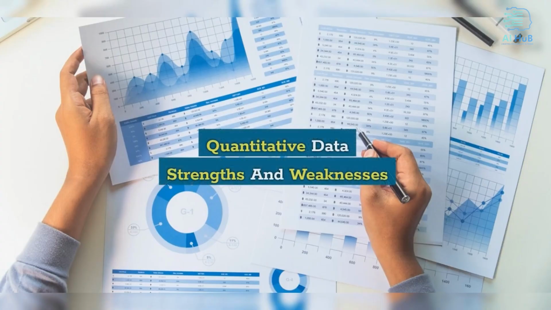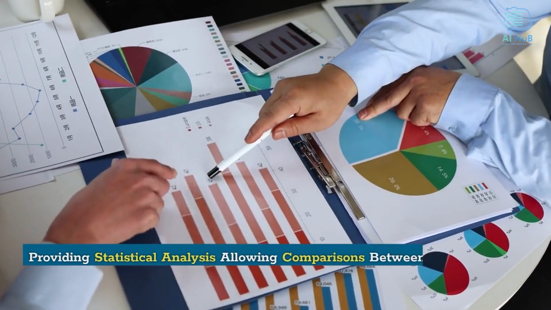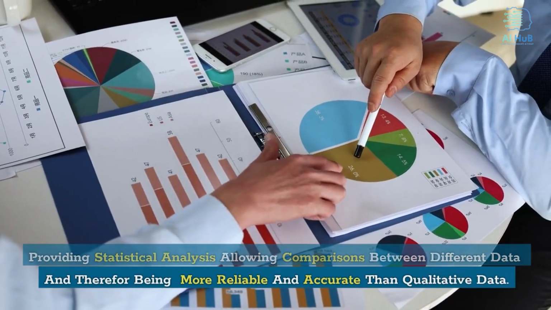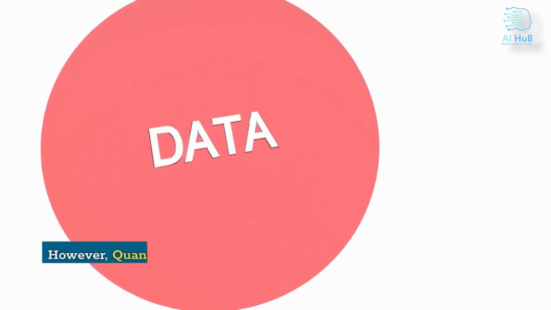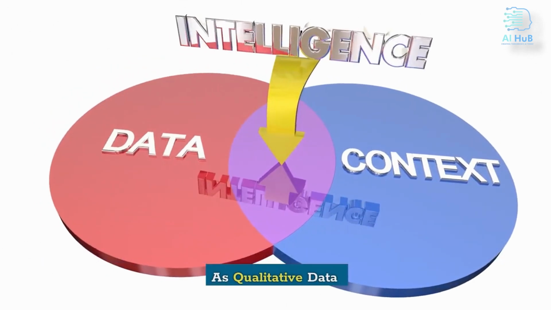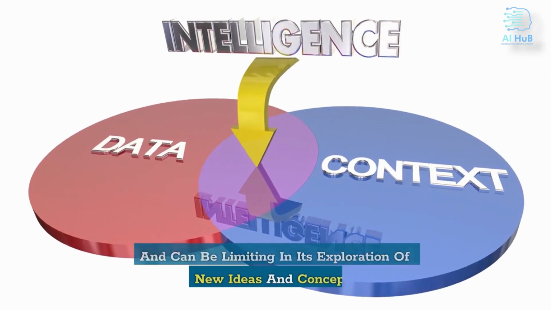Quantitative data strengths and weaknesses. Providing statistical analysis, allowing comparisons between different data and therefore being more reliable and accurate than qualitative data. However, quantitative data do not provide as much detail or context as qualitative data and can be limiting in its exploration of new ideas and concepts.